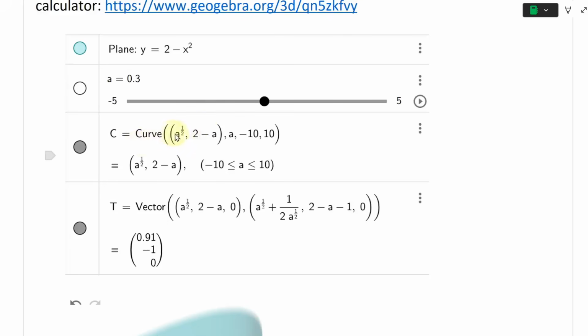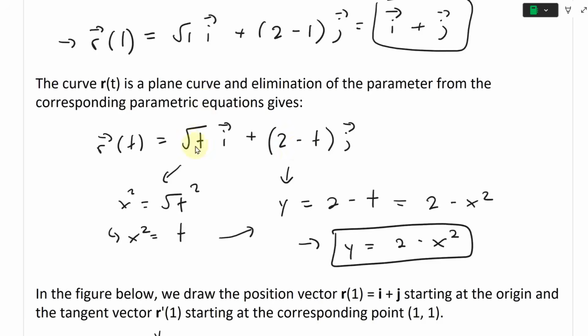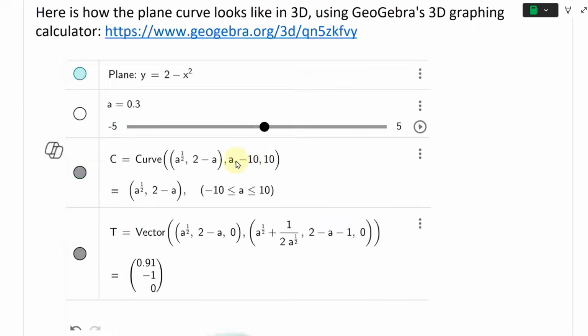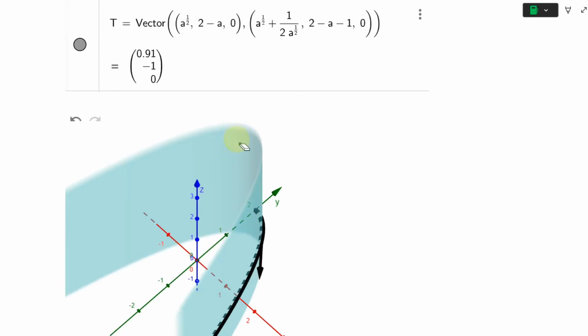And here I also drew the curve, and I used a instead of t, and the reason is when you use a, you can use it as a variable. You can't use t as a variable for some reason in GeoGebra, so I just used a. So this is just the curve: a to the power of 1/2, that's just this part right here, then plus 2 minus t, or 2 minus a. And then that graphs it out, so you can graph it out at the bottom like that.